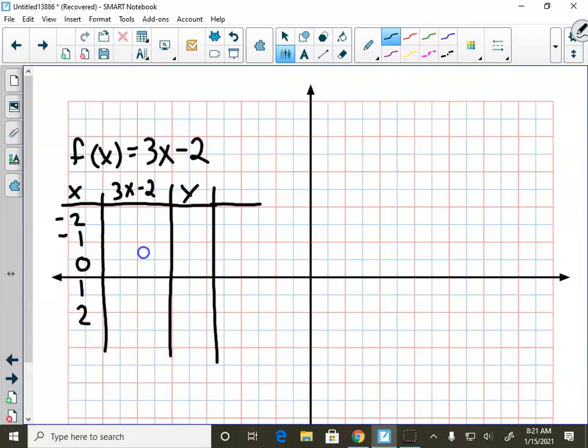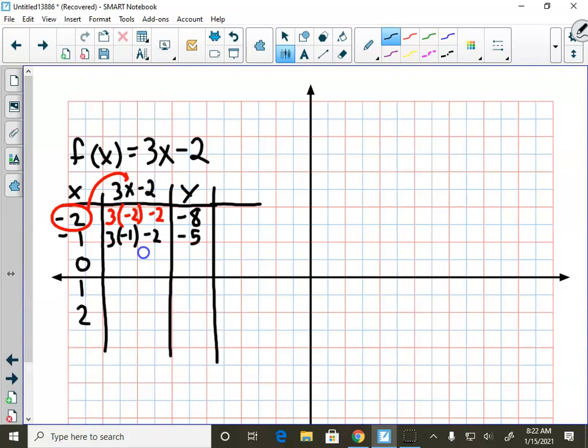So what we're going to do is substitute in this x value, and we're going to put that right in here for x, and that's going to go in this row. So we're going to have 3, and then in parentheses, that negative 2 is replacing x, and then subtract 2. So 3 times negative 2 would be negative 6. Negative 6 minus 2 is going to give us negative 8. So negative 8 is going to be my y value. For negative 1, it's going to be 3 times negative 1 minus 2. So 3 times negative 1 is negative 3. Negative 3 minus 2 is going to be negative 5.